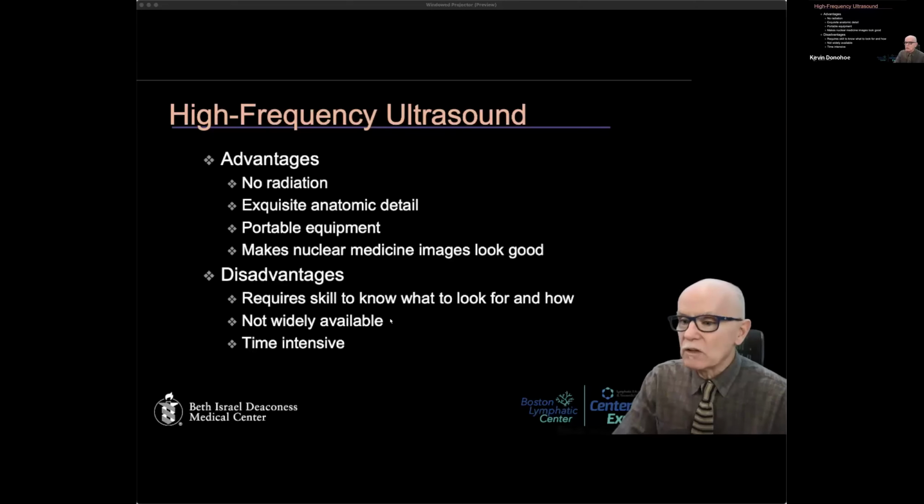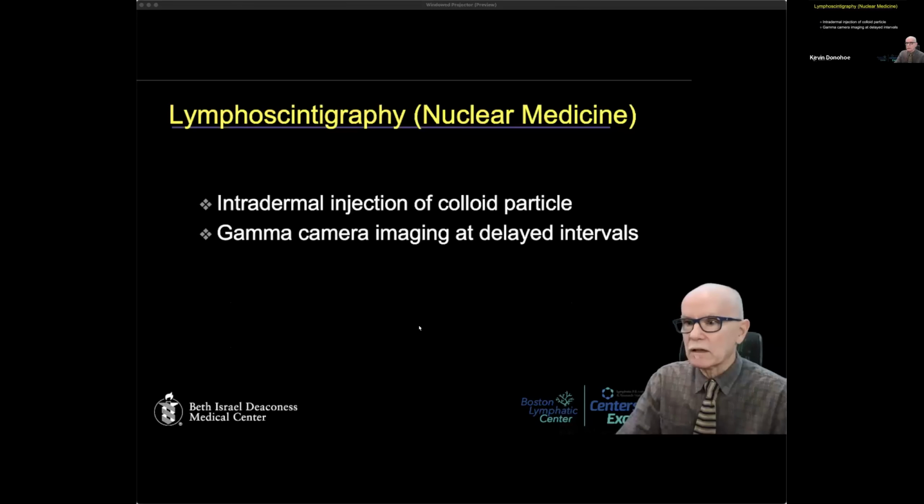The disadvantage is it requires a lot of skill to know what to look for and how to look for it. You're moving a probe around on the skin, looking for these very tiny little structures. High frequency is not widely available now. It's getting to be more available, and it's time intensive. The radiologist can spend lots of time just slowly going over an extremity centimeter by centimeter trying to find vessels. And once you find one, can you find a lymphatic channel close to it, that kind of thing.